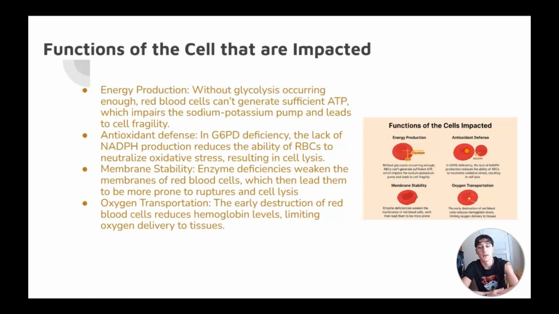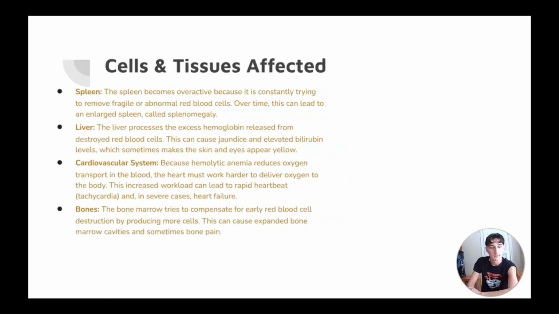Membrane stability. Enzyme deficiencies weaken the membranes of red blood cells, which then leads them to be more prone to ruptures and cell lysis. And then oxygen transportation. The early destruction of red blood cells reduces hemoglobin levels, limiting oxygen delivery to tissues, which, as we know, we need oxygen for our tissues to live, so that could cause big problems.